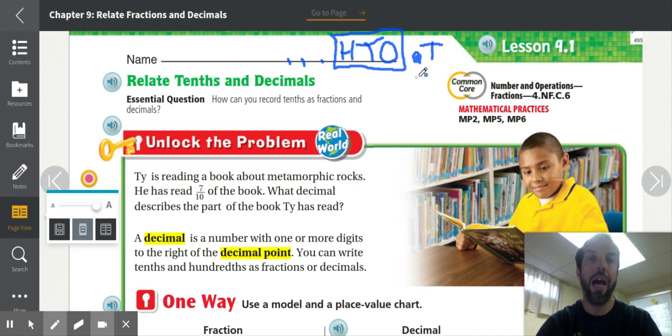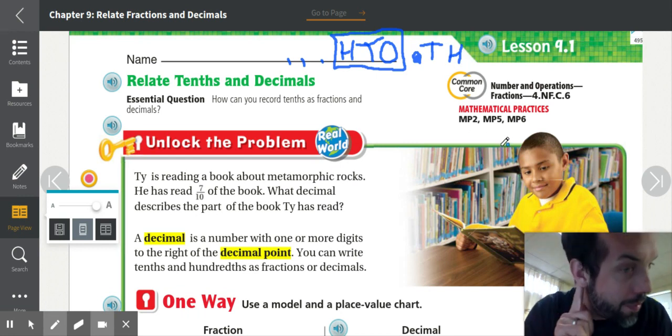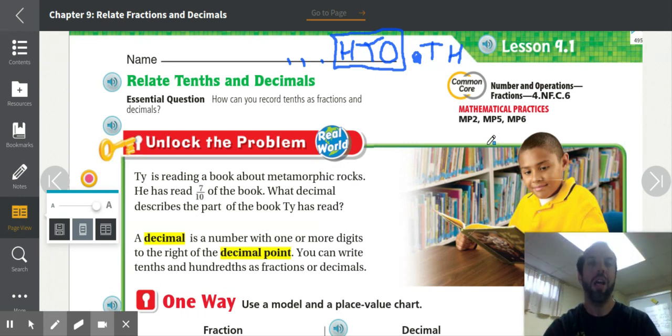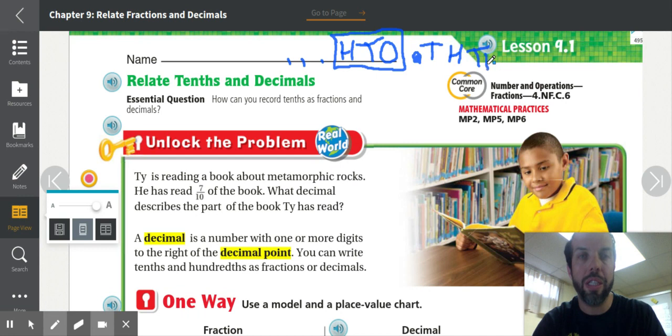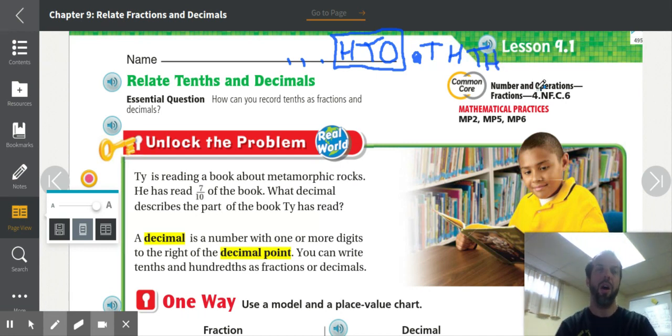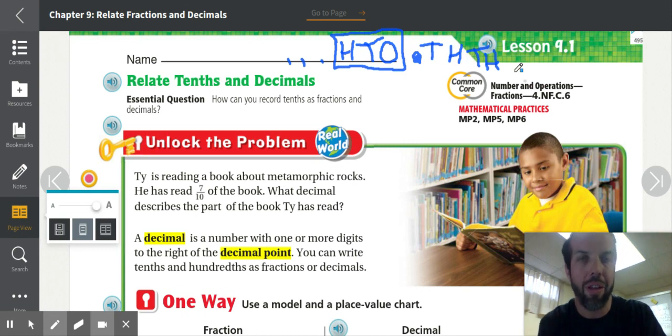After our tenths would be our hundredths. Make sure you say it. Let me hear you. Tenths, hundredths. And then we would have our thousandths, which in 4th grade we don't really talk about a whole lot, but it's good for you guys to know for 5th grade.